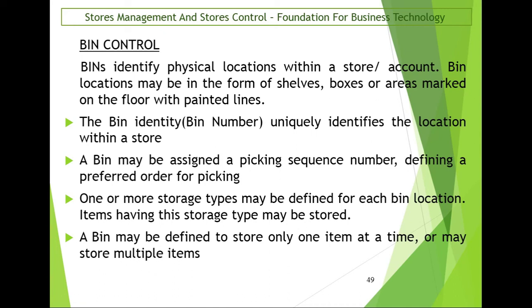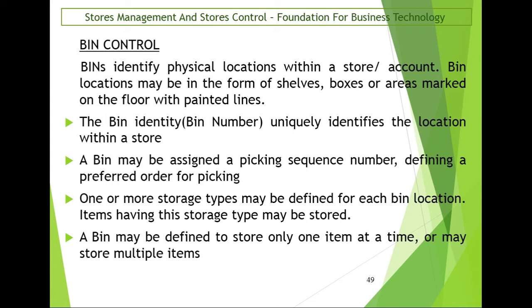You can also define one or more storage types for each bin location, and items that have that storage type can be stored there. The storage type is important because certain items cannot be held in a box. They can only be held on a freestanding shelf. Other items are too big and heavy to be put on a shelf. They can only stand on the floor. So the storage type specifies what type of bin location you are dealing with.